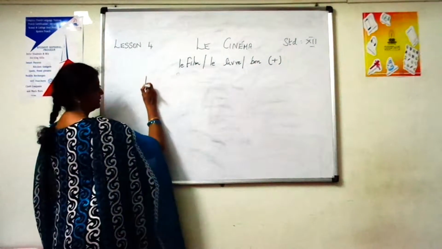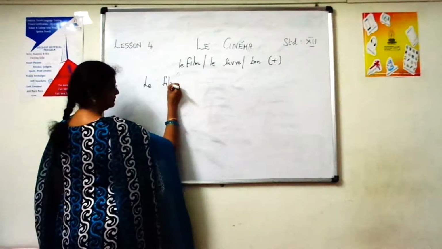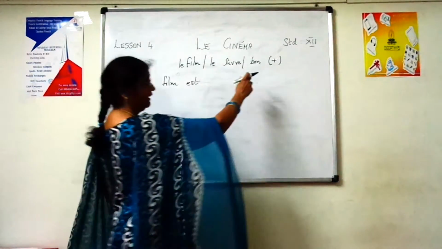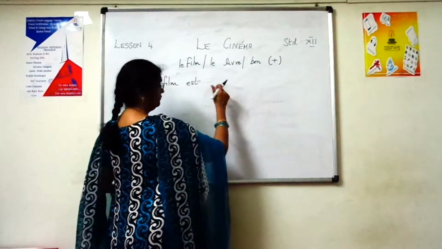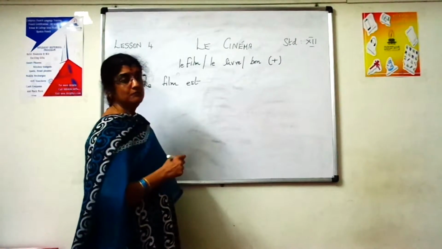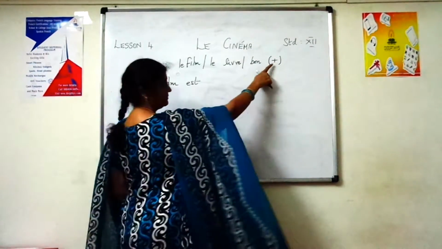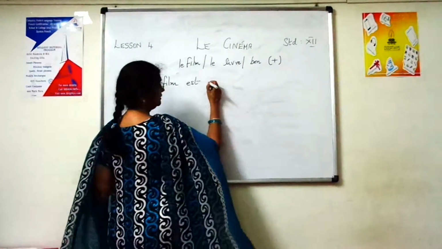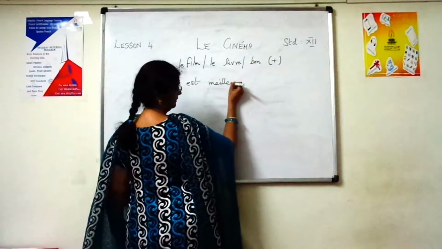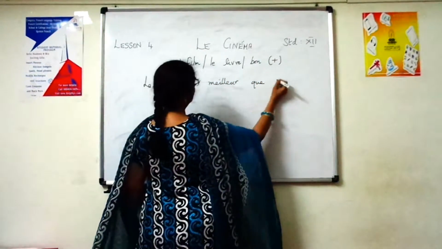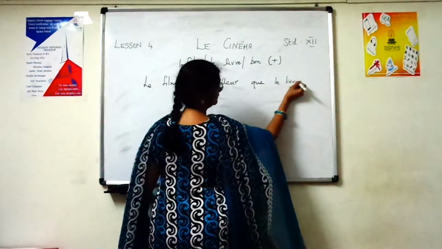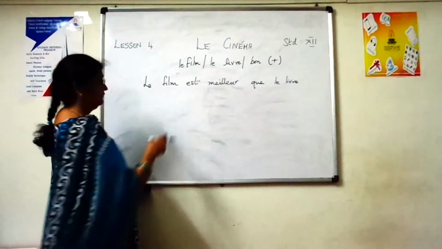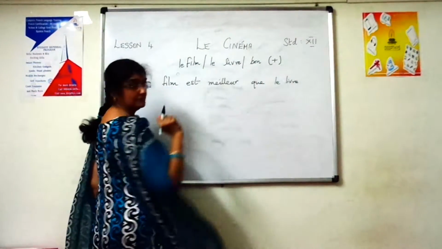So the first answer goes like this. Le film est, so subject, verb. And then you have the clue sign here. Plus bon, I already told you, does not exist. When it is plus, you have to write plus, but because the adjective is bon, you will write meilleur. Le film est meilleur que le livre. The film is better than the book.